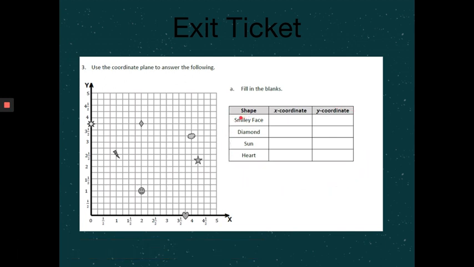Remember, we did the smiley face together, so you already have that written. You should have a 2 in the x coordinate for the smiley face and a 1 in the y coordinate for the smiley face. You're going to figure out the diamond, the sun, and the heart on your own to the best of your ability. If that means that you're just taking a ruler or a pencil without drawing on the computer, of course, just a pencil and kind of tracing the line down to where the x-axis is and tracing the line to where the y-axis is, that's exactly what you need to do. Or if you can do it without drawing, then you are a little bit more advanced than I am right now.